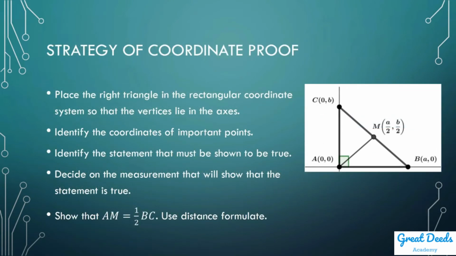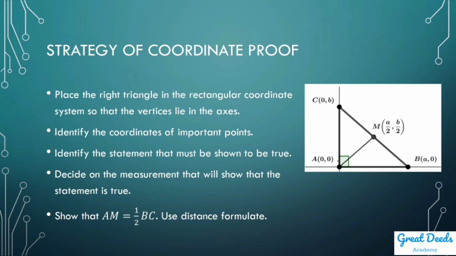Now, how do we begin the proof? Well, we begin by placing our right triangle in our rectangular coordinate system. From your pre-calculus, this is what you call putting the triangle in standard position. Okay, so we shall do it in this way.